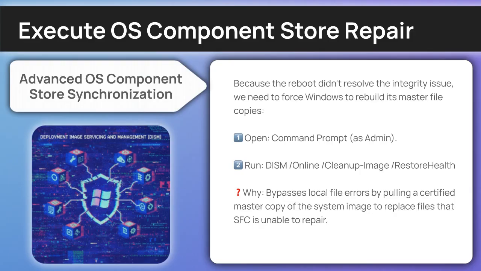Because the reboot didn't resolve the integrity issue, we need to force Windows to rebuild its master file copies. First, open Command Prompt as admin. Second, you're going to type DISM /online /cleanup-image /restorehealth, then hit enter. Why are we doing this? Well, it bypasses local file errors by pulling a certified master copy of the system image to replace files that SFC is unable to repair.